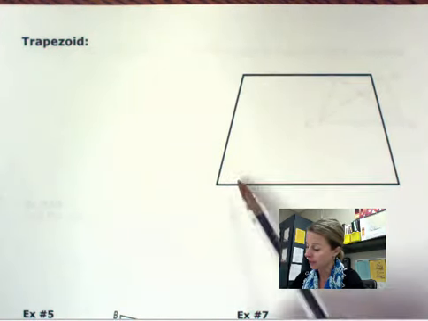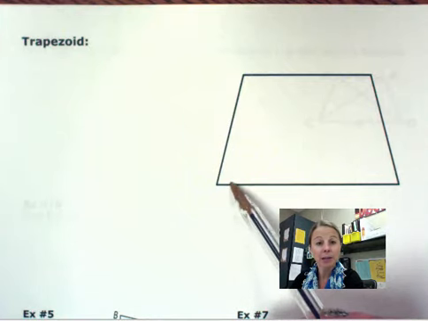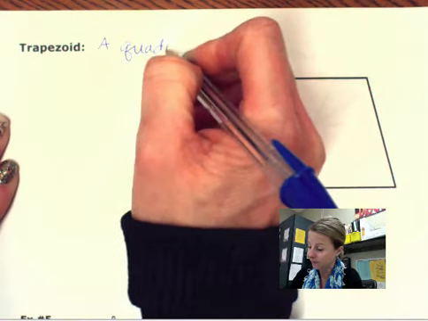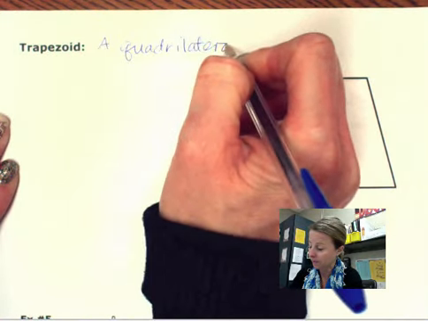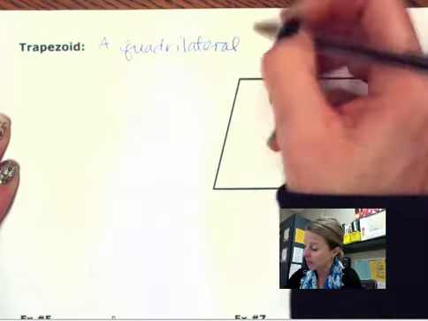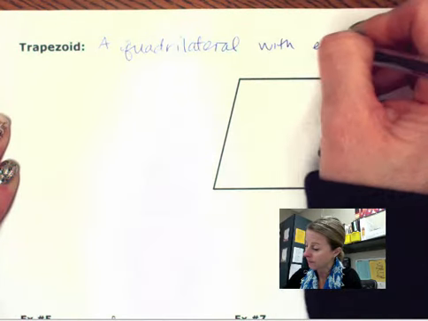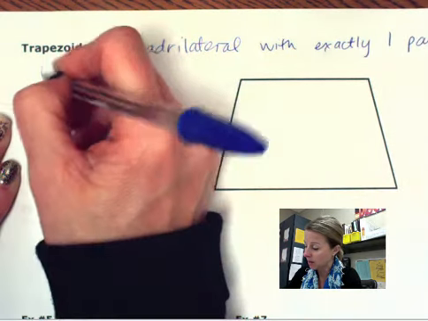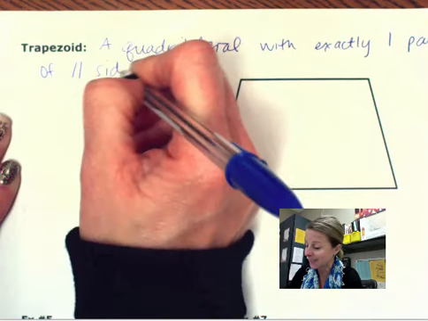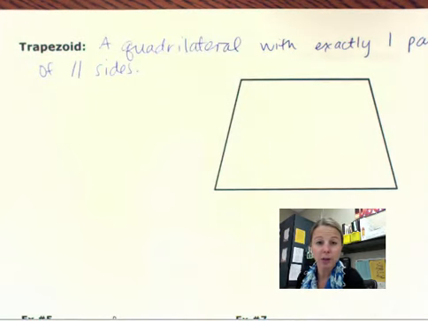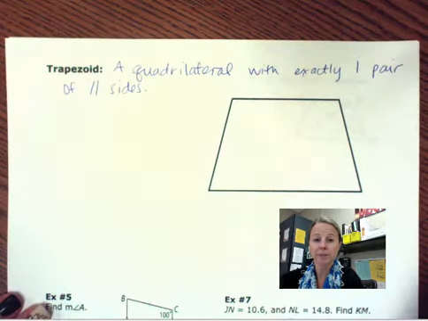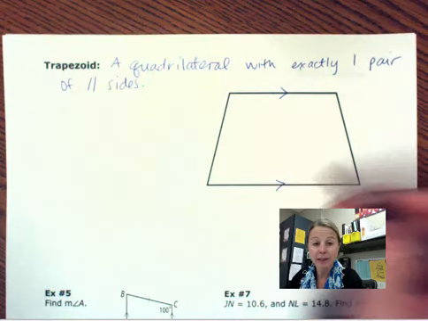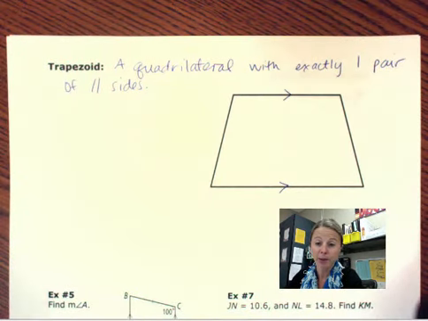A trapezoid is a quadrilateral with exactly one pair of parallel sides. And you can clearly tell in quadrilaterals which ones are parallel. So in my picture I'm giving you here, the top and bottom are parallel. Okay? The left and right will never be parallel, or else you would have a parallelogram.